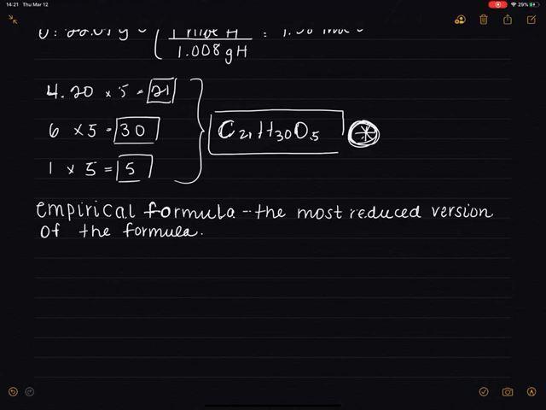For example, if we look at dinitrogen tetroxide, it's a real compound with the formula N2O4. But what's its empirical formula? NO2. We look at the two subscripts and ask, are there any common factors that we can pull out of all of our subscripts there?